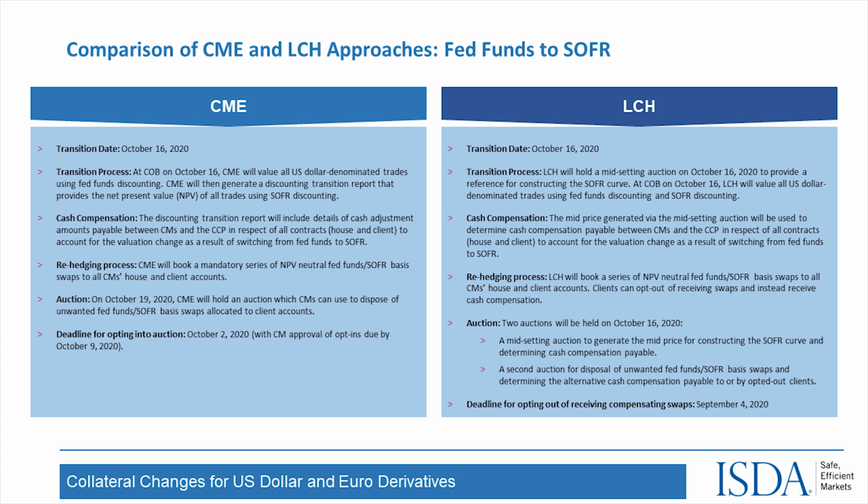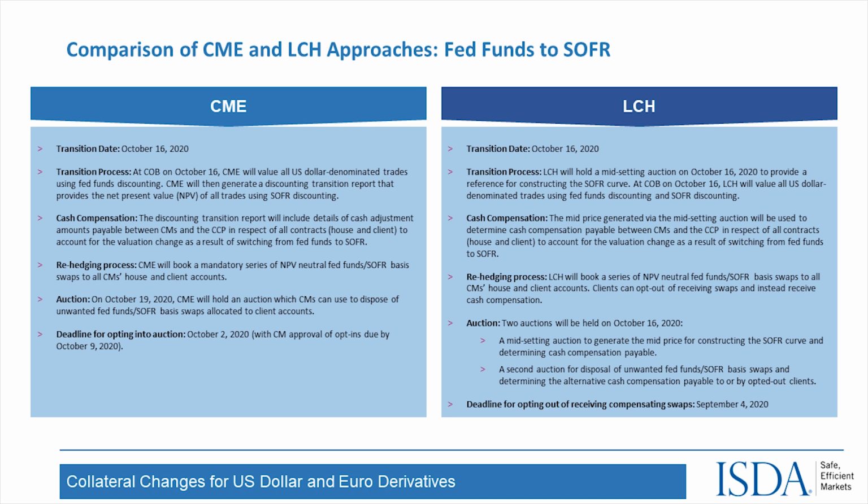So as Anne mentioned, both CCPs will be providing for cash compensation to be payable between the CCP and its members. And that cash compensation will be calculated using the SOFR and Fed funds values that are generated at close of business on October the 16th.